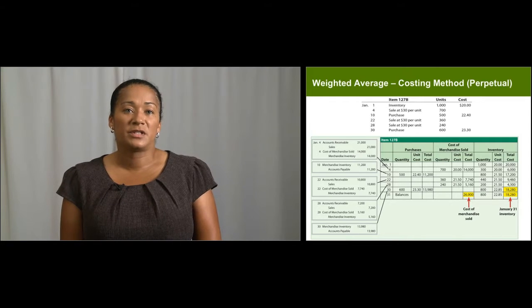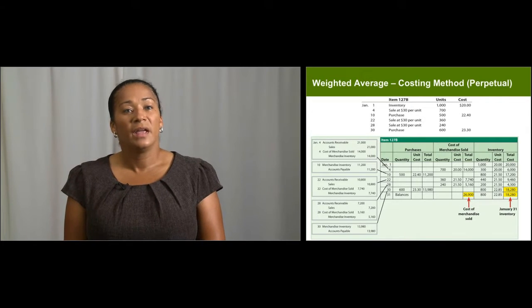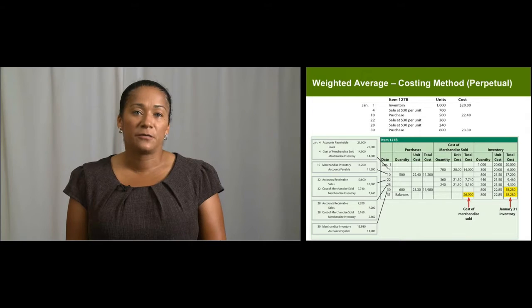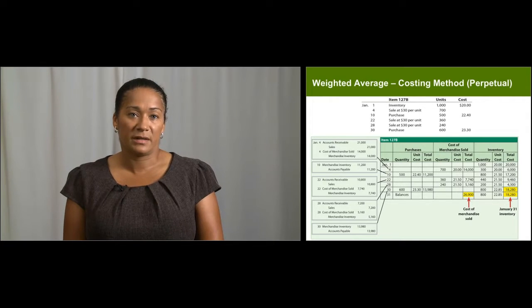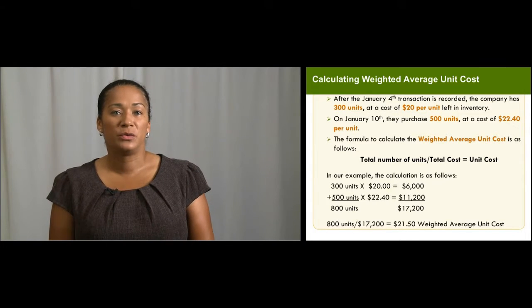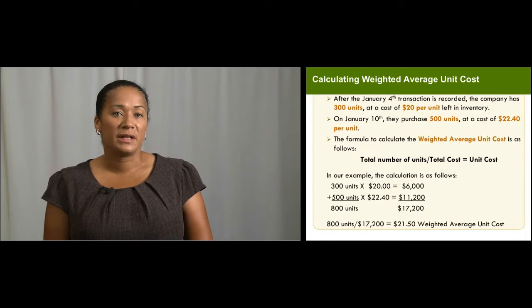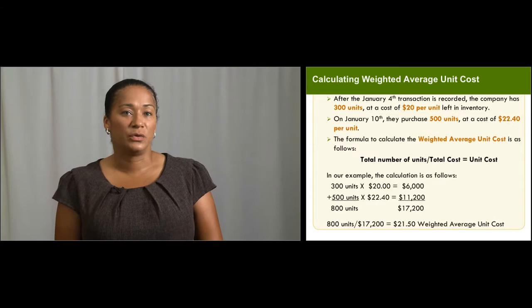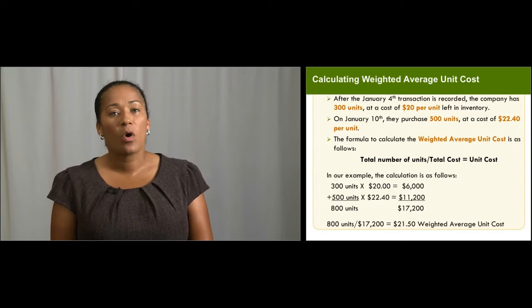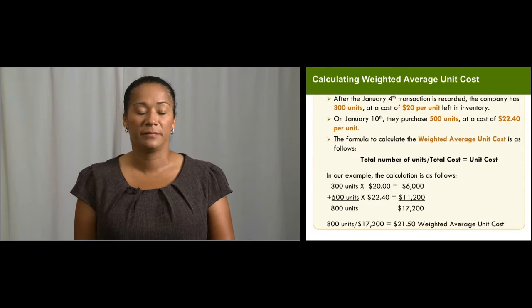The final step is to update the last three columns of the inventory report to reflect the new inventory balances. And this is where you will see a significant difference between the weighted average cost method and the other two methods. With the weighted average cost method, whenever a company purchases more units to place in inventory for future sale, you have to recalculate the weighted average unit cost for the units that are in inventory.